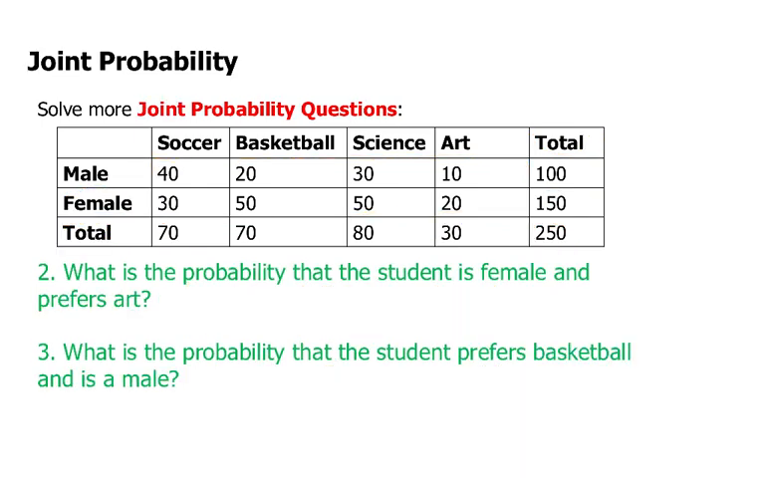All right, this is the same table, but now they're going to ask us some questions about joint probability. Joint probability just means they're giving you two characteristics at the same time. So the first question asks, what's the probability that the student is female and prefers art?